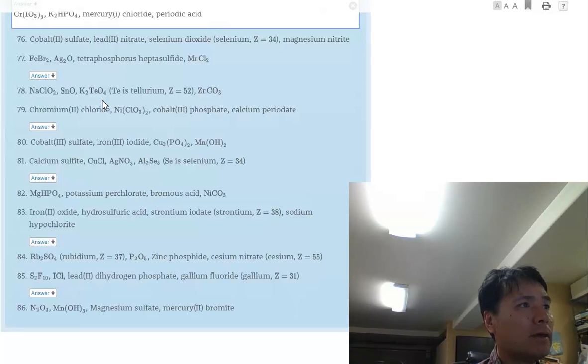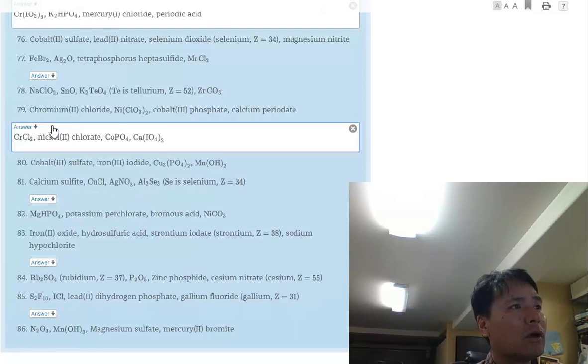Then we go on to cobalt 3 phosphate. Cobalt 3 is 3 plus, phosphate's a 3 minus. So this is just CoPO4. 1-to-1 ratio works for that. And then calcium periodate. Iodate is IO3 minus, so periodate would be IO4 minus. And so we need 2 periodates for every calcium. And so Ca(IO4)2, as we see here. This is cobalt 3 phosphate, nickel 2 chlorate, and chromium 2 chloride. Okay. Let me pause this here.